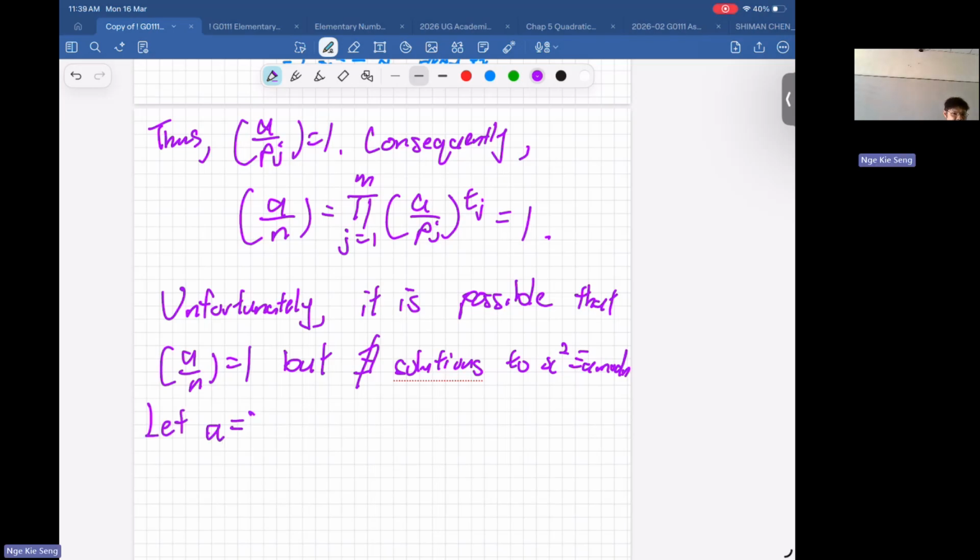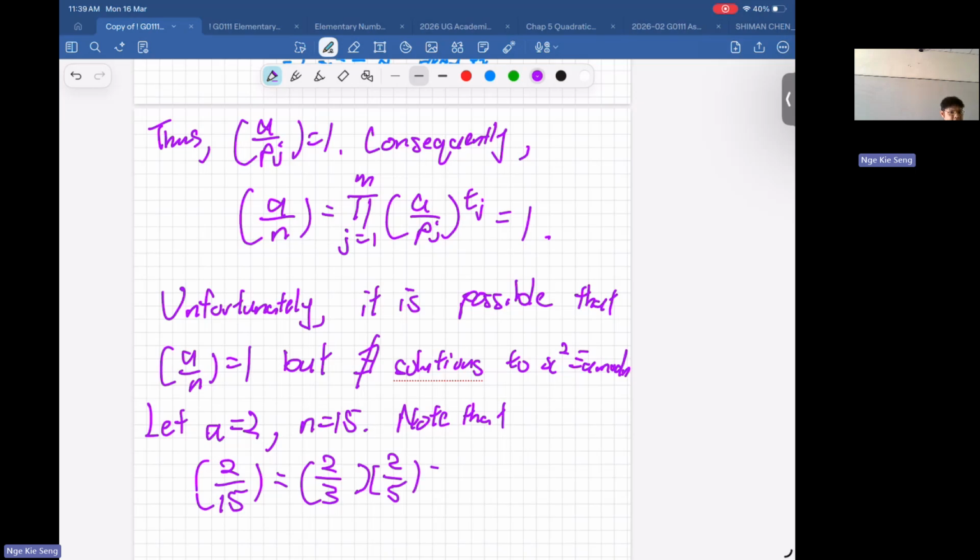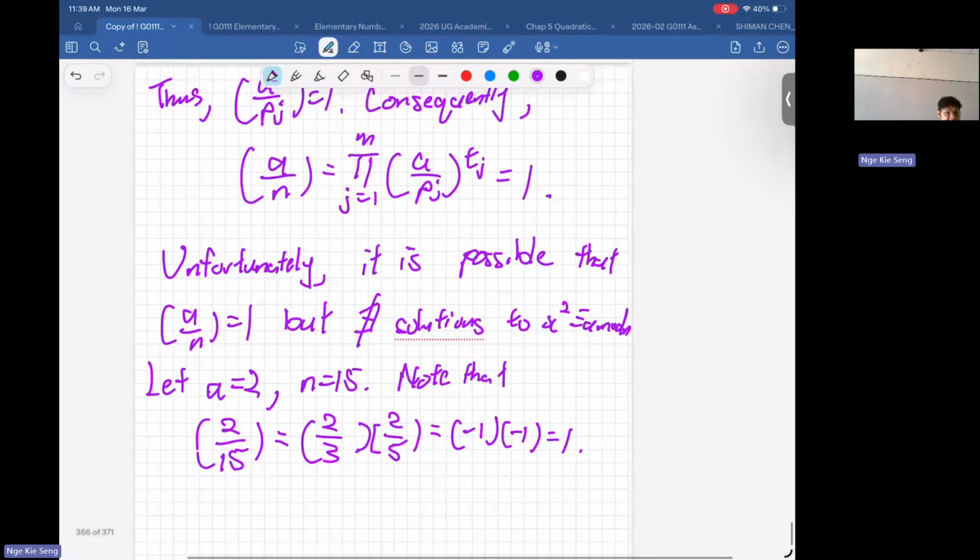So you can think of other examples, but I'm going to give you a equals 2 and n equals 15. So what did you see here? If you compute the Jacobi symbol, you split into 2 over 3 and 2 over 5. Both of them are not plus or minus 1 mod 8, so you get -1 on both. So you get 1. Okay, good. Then you want to prove that there's no solution. So how do you do it?